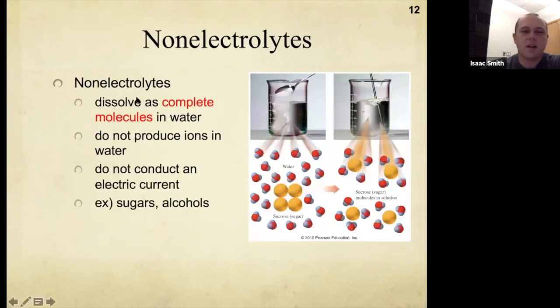Okay, and then non-electrolytes, they dissolve as complete molecules. They do not dissociate at all. The whole molecule gets dissolved into the water. They do not produce ions in the water. And so as a result, they don't conduct an electric current. So this is generally sugars and alcohols. We won't see these as much in this class, but you'll see more sugars and alcohol molecules in Chem 285.